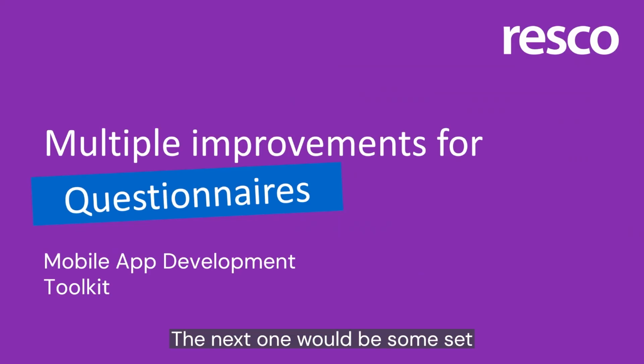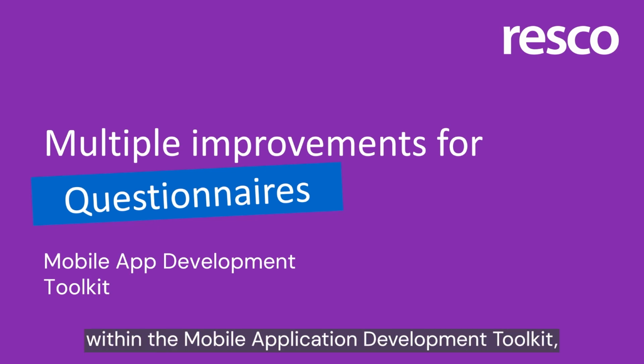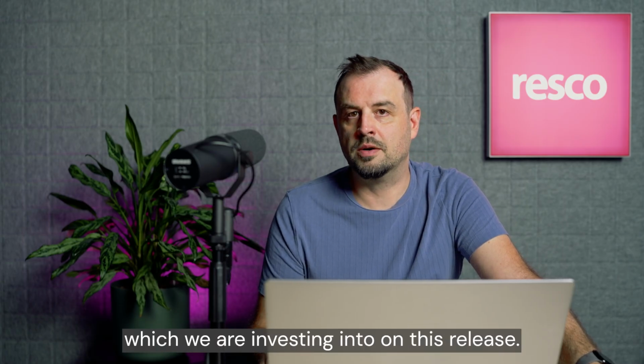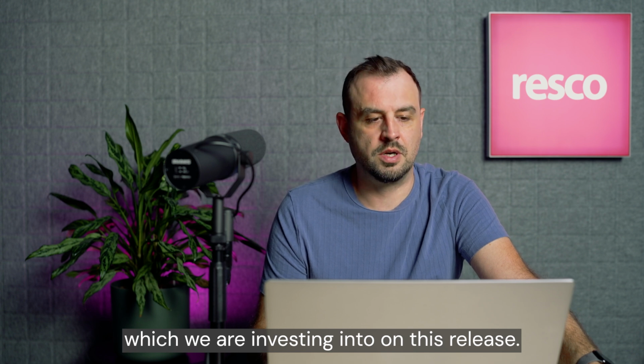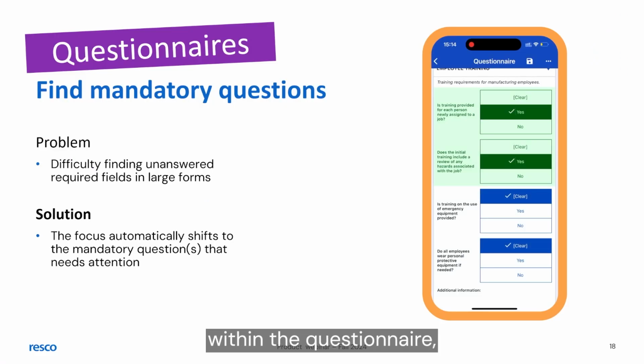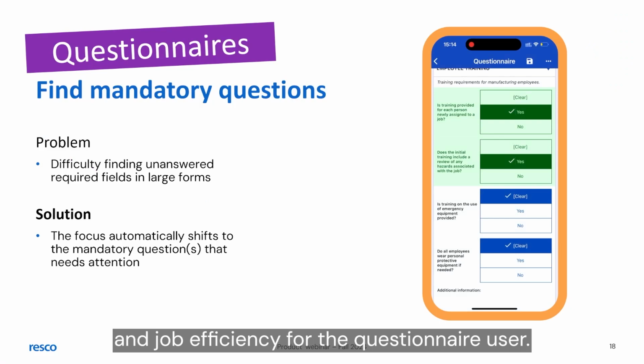The next one would be a set of multiple improvements for our questionnaires module. This is our best functionality within the mobile application development toolkit, and there are more improvements which we are investing into in this release. The first feature is find mandatory questions within the questionnaire, which improves the submission rate and job efficiency for the questionnaire user.